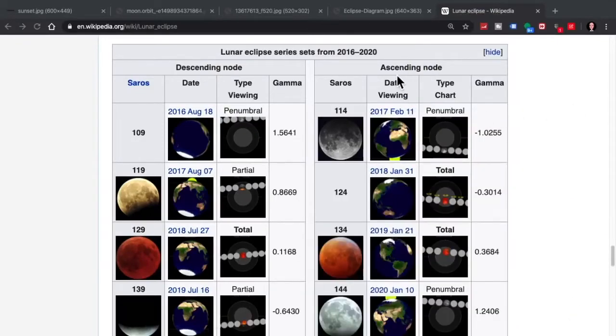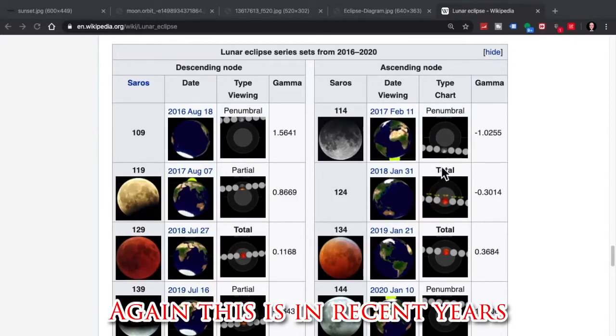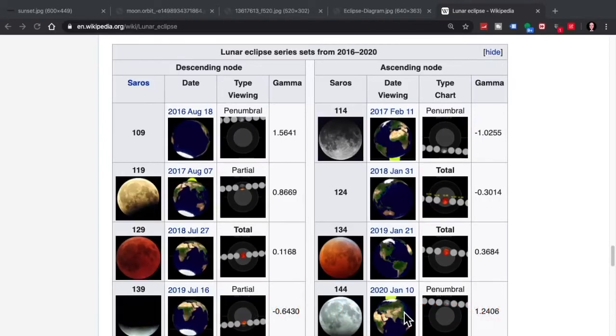Now in the ascending node, which occurs in the winter, the moon is coming up. So you see here we have a penumbral eclipse, we have a total eclipse, another total eclipse. I actually watched this one, it was pretty cool. And then we had another penumbral eclipse in January of this year. So you see, the basic idea is the descending node means that the orbit of the moon is coming down through the ecliptic, and the ascending node, the orbit of the moon is coming up through the ecliptic. And this is, of course, viewed from the northern hemisphere.